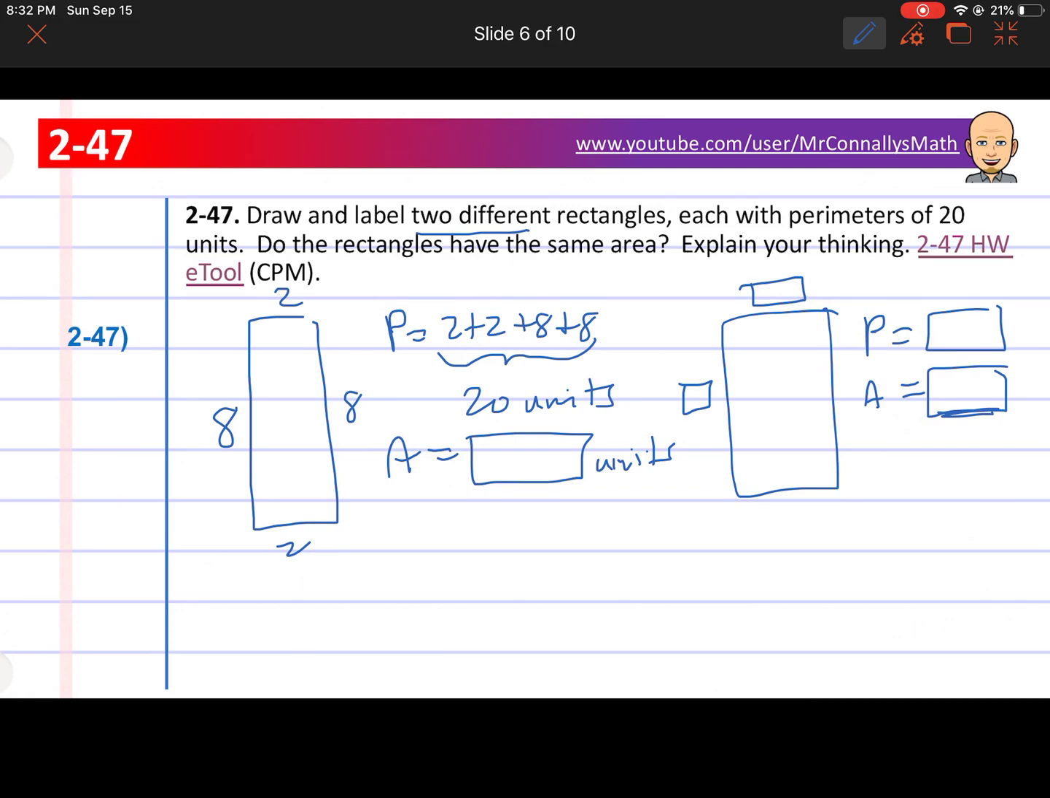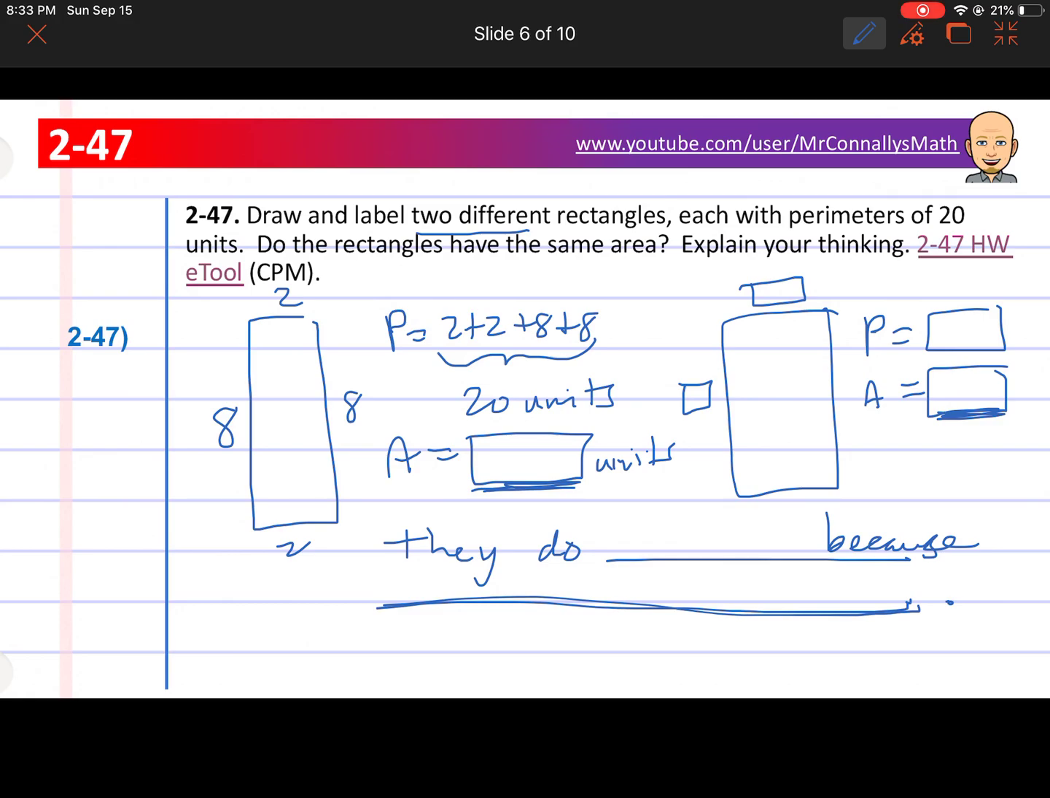And we look back and we see that the units are not the same. This one had 16 units squared, and this one has 24. So because of that, they do not have the same area. And so you would say they do not have the same area, and then explain because, and go ahead and explain it in your sentence right there. All right, have those in your notes. When you're done, pause it and now finish the problem and then go on to the next one.